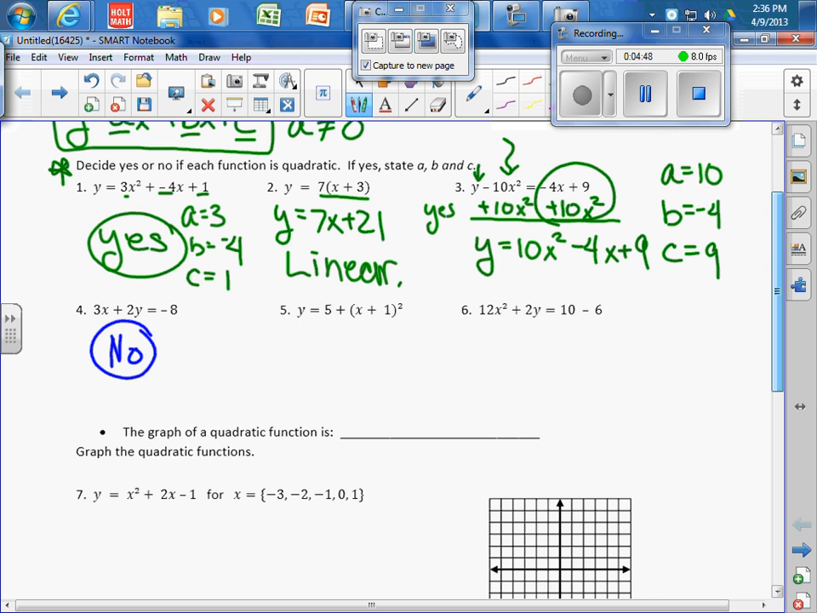So y is equal to x squared plus 2x plus 6. That would make it, yes, this is quadratic. We get a is equal to 1, b is equal to 2, and c is equal to 6.